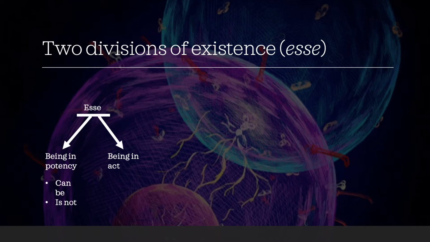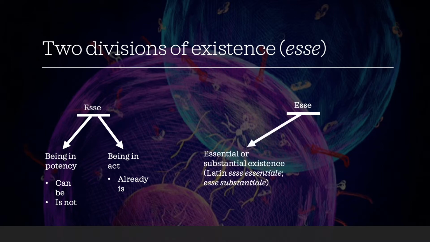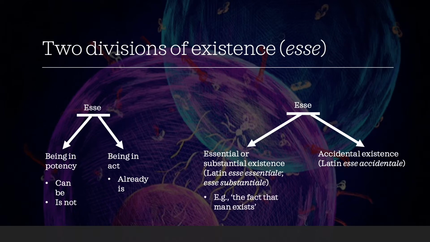What is a being in potency can be, but is not. What is a being in act already is. The second division of esse is into essential or substantial existence, which in Latin is esse essentiale and esse substantiale, and accidental existence, which in Latin is esse accidentale. Examples of essential or substantial existence are the fact that man exists, and examples of accidental existence are the fact that man is white.